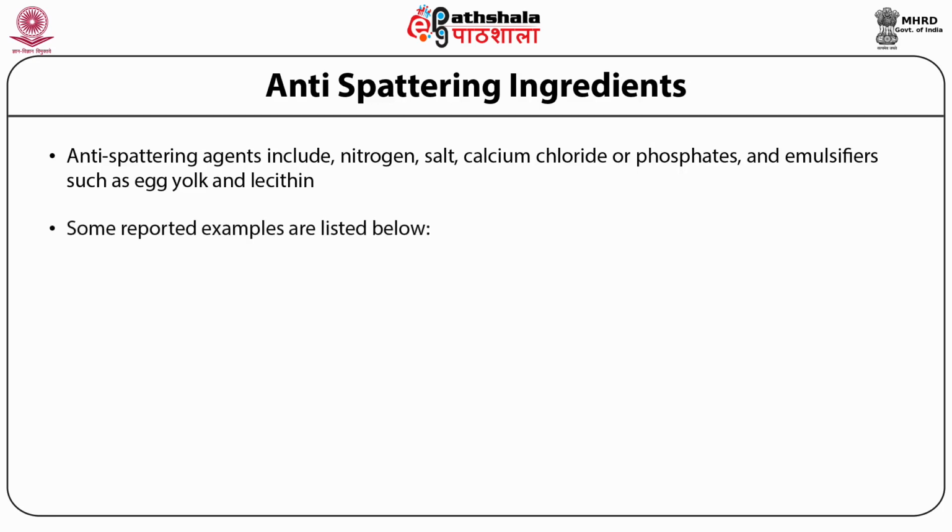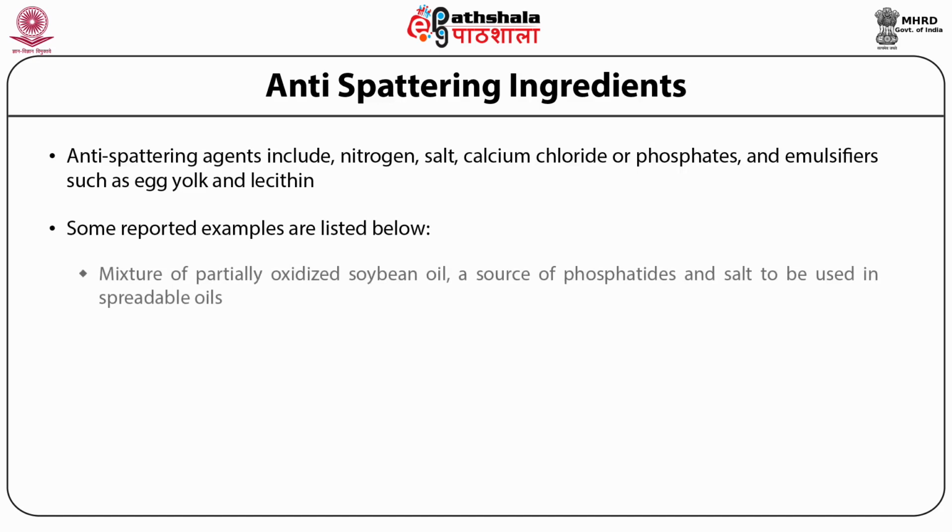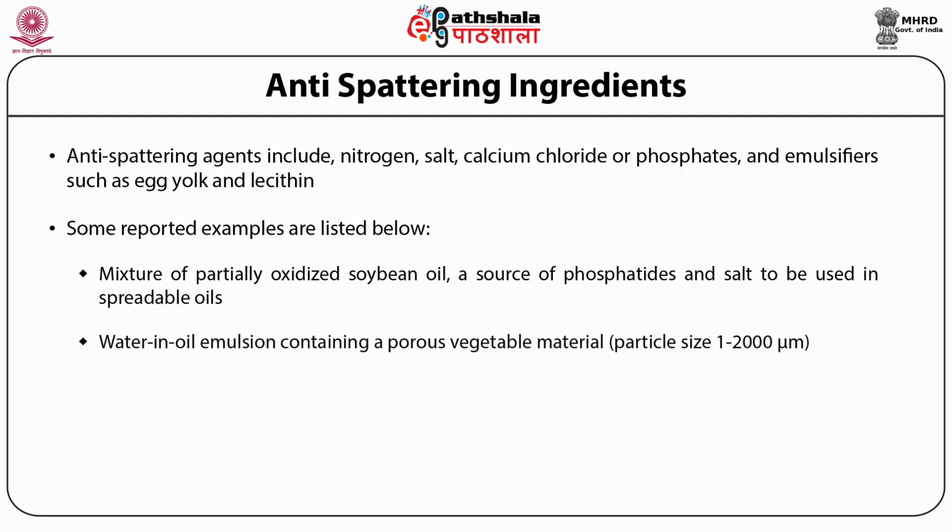Now some reported examples are listed, like a mixture of partially oxidized soybean oil, which is a source of phosphatides, and salt to be used in spreadable oils. Now, a water in oil emulsion containing a porous vegetable material where particle size is 1 to 2000 micrometer.